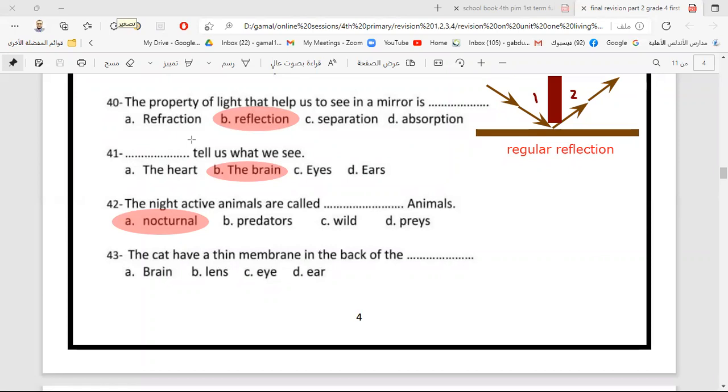Number 43. The cats have a thin membrane like a mirror in the back of the brain, lens, eye or ear? In which organ? Letter C. Ah, very good, my son. You are excellent. Thank you, Omar.